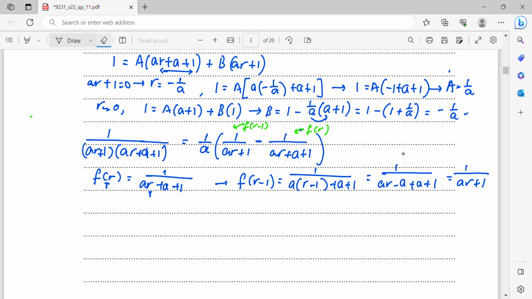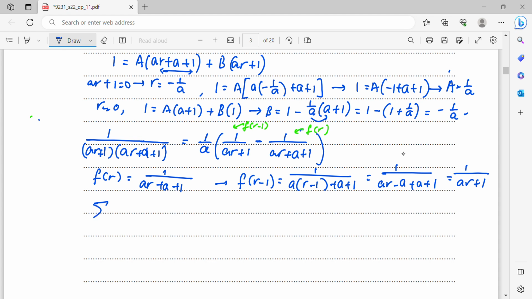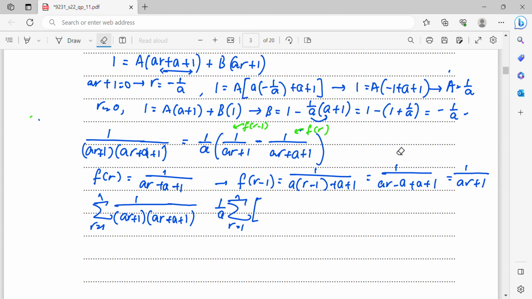Okay, so now I will consider the summation in the next step. The summation, r from 1 to n, of 1 over (ar plus 1) times (ar plus a plus 1) will be the summation of r from 1 to n. Okay, so there is 1 over a outside, so that means I can just factorize the 1 over a, the small letter a. Then I consider the summation for these two terms, so it will be f(r minus 1) minus f(r).